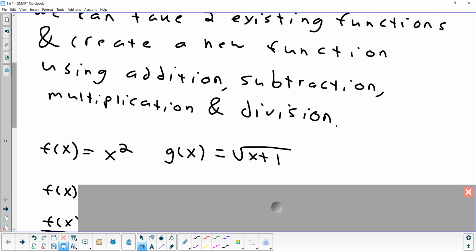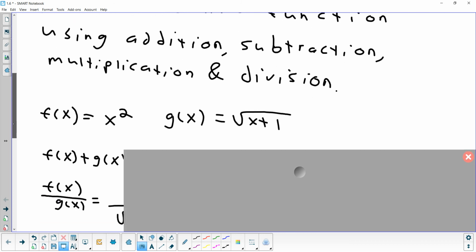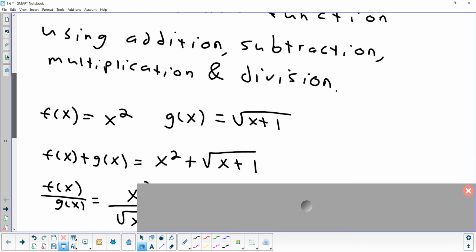All right, let's try this one. F of x plus g of x. These are not like terms. X squared and the square root of x plus 1. So if you want to create a new function by combining these together with addition, all you can do is just add them together and write that down. That's it. So x squared plus the square root of x plus 1 is a new function. It would look different than either of the originals if you graphed it, but it's created by taking the two you started with and adding them together.